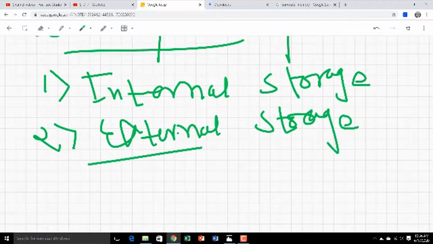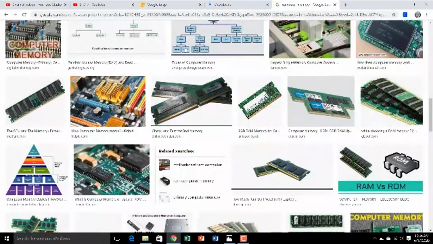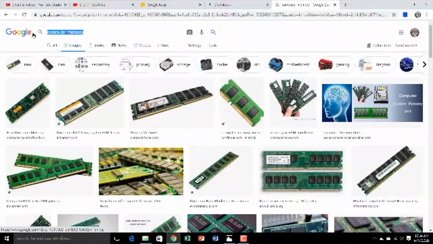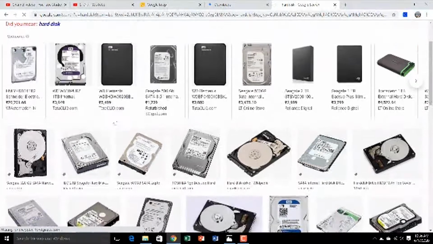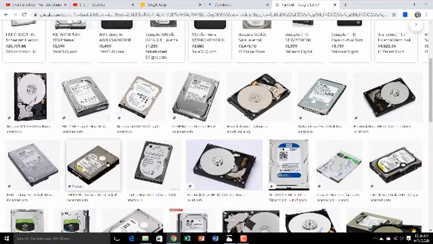Internal storage means it is stored internally. First we will discuss secondary memory. Which kind of memory is secondary memory? Hard disk, CD, DVD, pen drive, all are secondary memory. We will see the image of a secondary memory like our hard disk. So these are all the images of different hard disks.